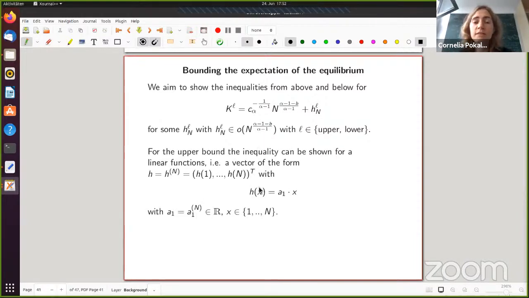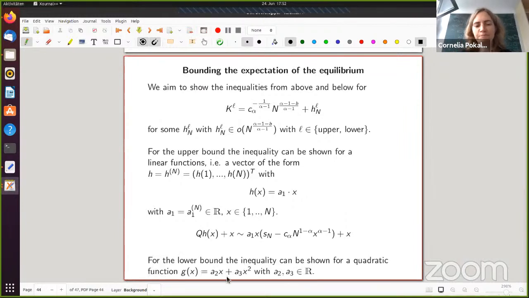And to do this, in fact, it works for the upper bound with linear functions. I think I don't have time to explain this. Yeah, it's a bit late. This is because this generator here has this very particular form, why this works. And for the lower bound, we need quadratic functions to show this.